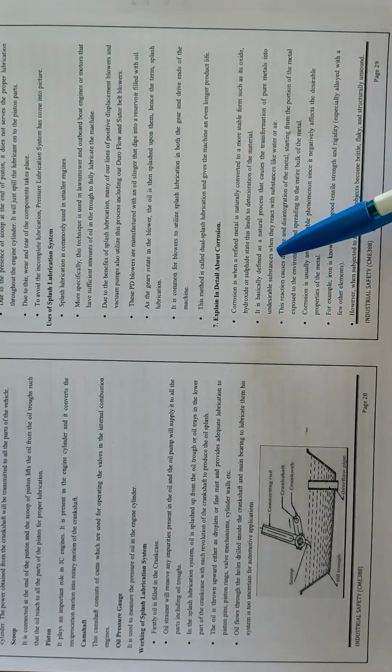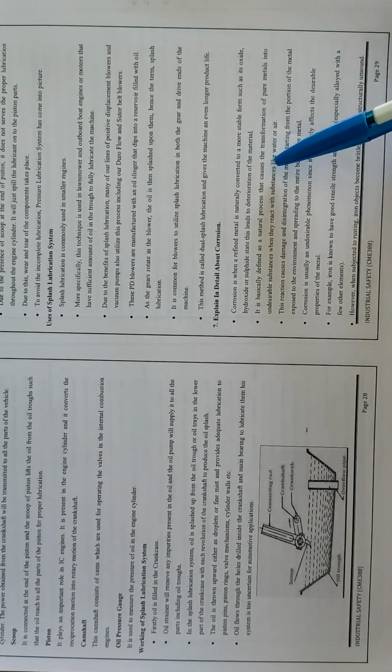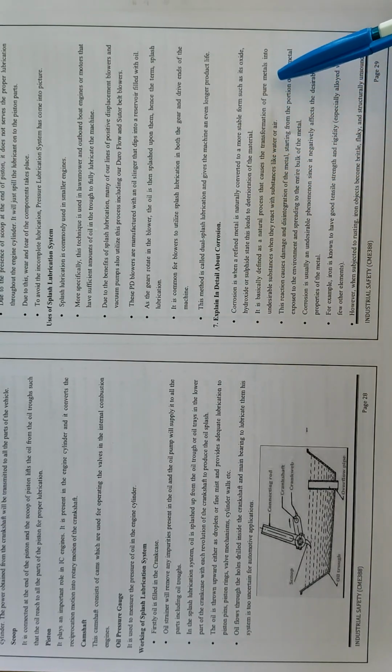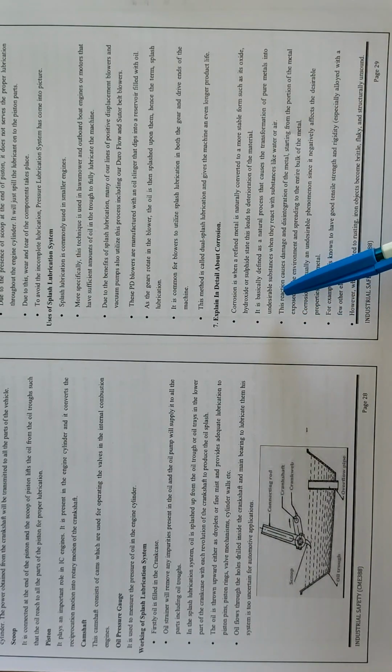It is basically defined as a natural process that causes the transformation of pure metals into undesirable substances when they react with substances like water or air. This reaction causes damage and disintegration of metal, starting from the portion of the metal exposed to the environment and spreading to the entire bulk of the metal.